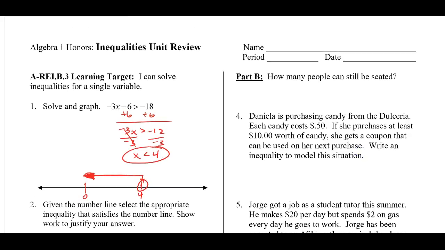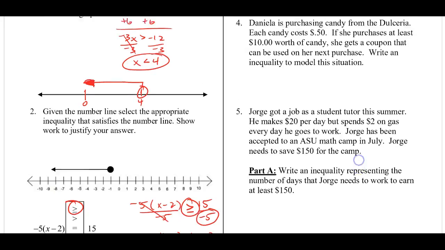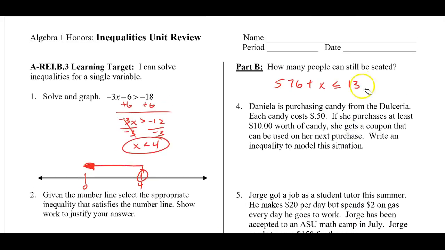How many people can still be seated? We've got 576 plus x is less than or equal to 1,364. So we're just going to subtract 576 from both sides. And when we do that, I get that we can still seat less than or equal to 788 people.